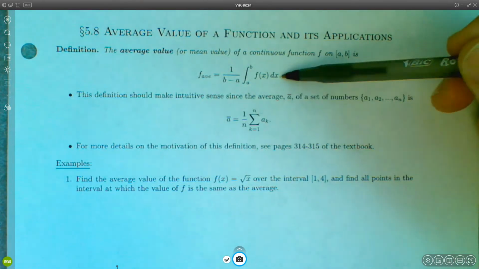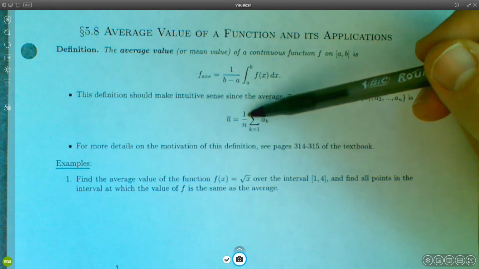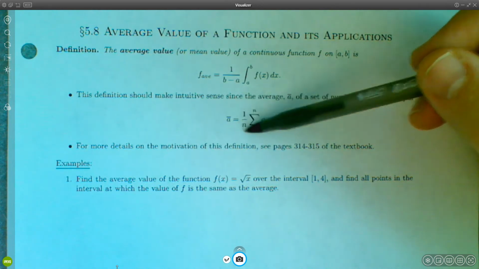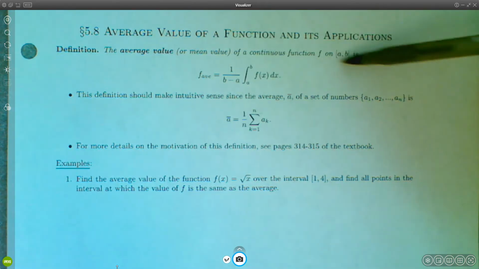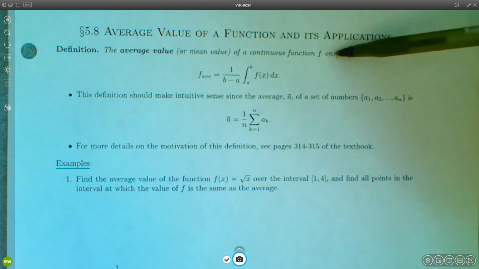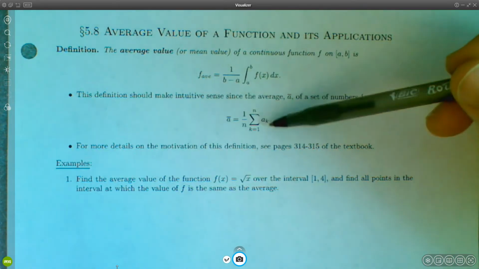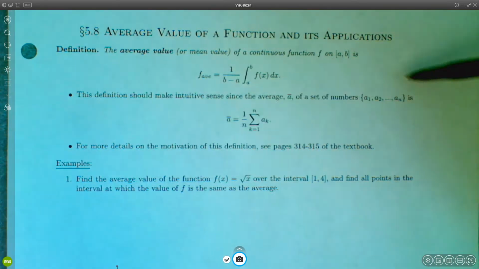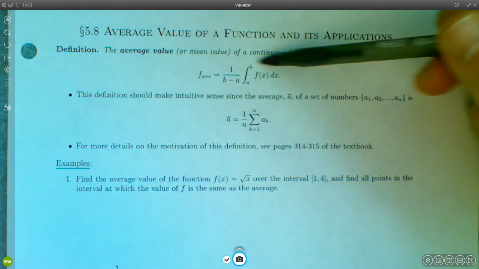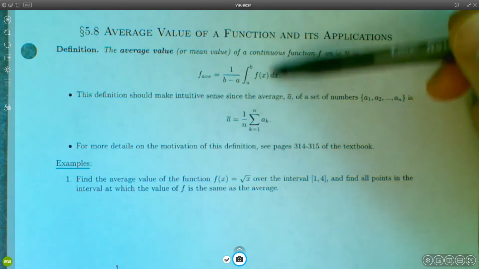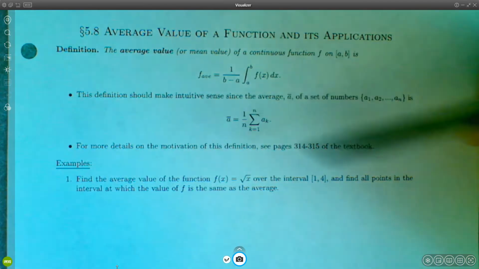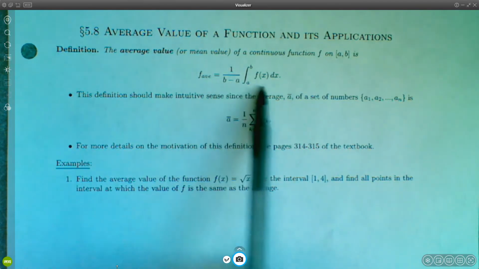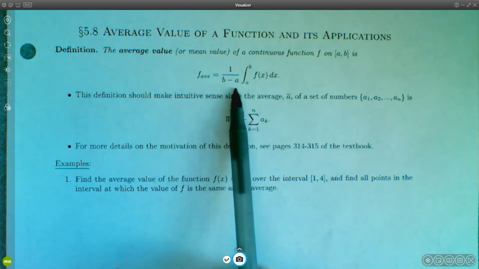So compare this with that, and what you see is that here you're doing 1 divided by the size of the set, and here you're doing 1 divided by the size of the set, right? The size of the set being like the distance from b to a, b minus a. And then you're adding up the numbers in the set. Here you're doing the same thing. The only difference is that here you have infinitely many values to add up. And the symbol that we use for that is integration, right? So these two formulas are really kind of the same thing. So this should make some intuitive sense to you, that this is the average value of a continuous function.